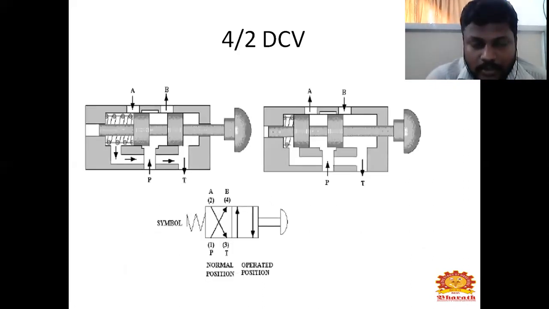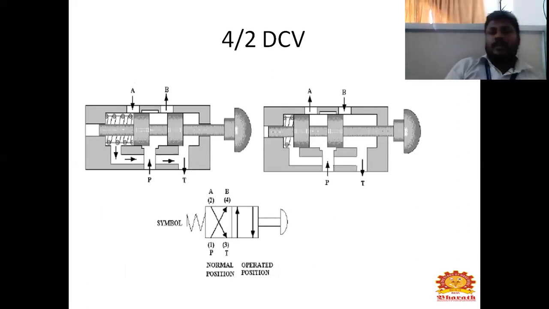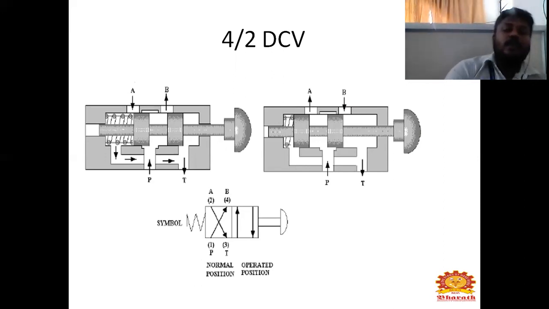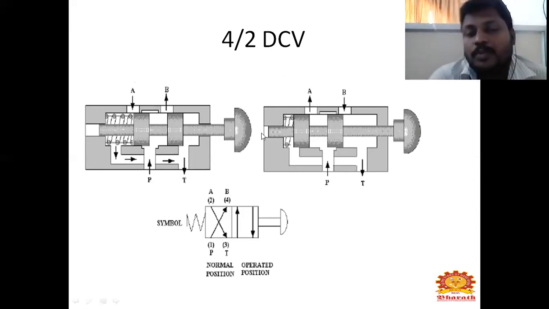And this is a 4x2 valve, and this is a 2D diagram for your 4x2, and this is the symbolic notation of your 4x2. You will be having two positions. It has a normal position and an operated position. This will be your normal position, and this will be the operating position. It will be using a spring with a push button.